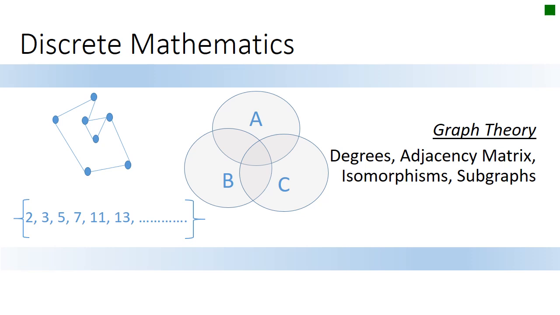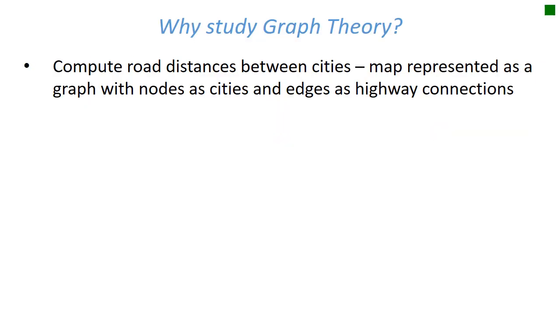In this section of this course on discrete mathematics, we will study graph theory. Graph theory has several applications in computer science. For example, if I want to compute road distances between cities where the map is represented as a graph with nodes as cities and edges as highway connections, then this is a graph problem.